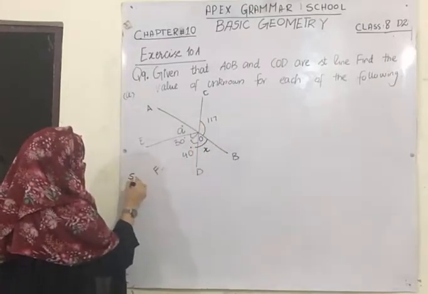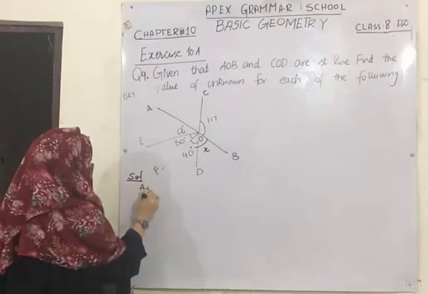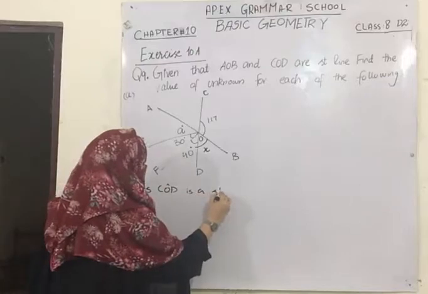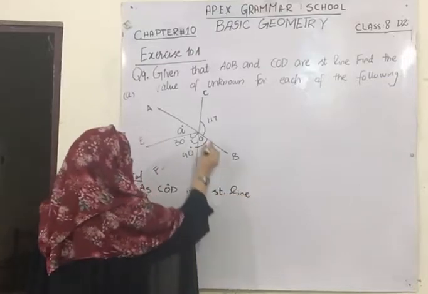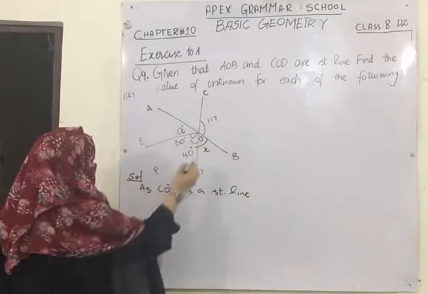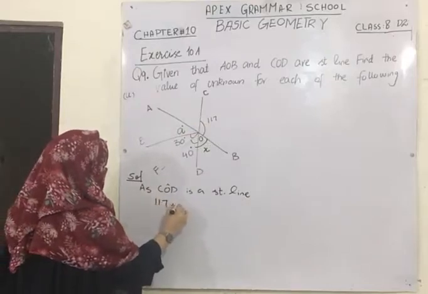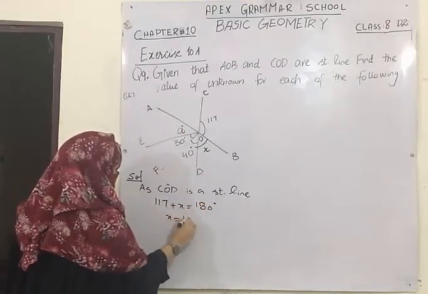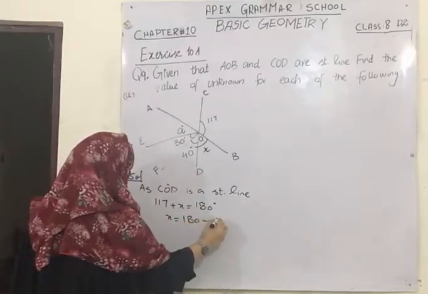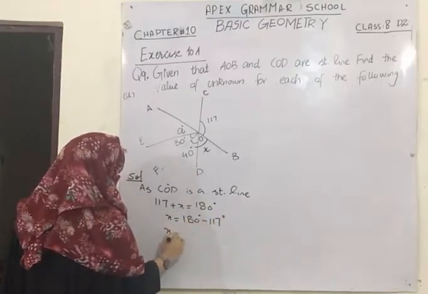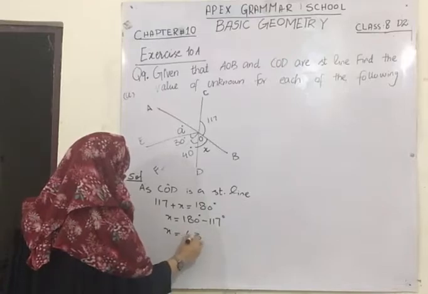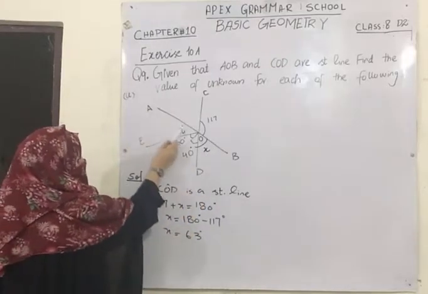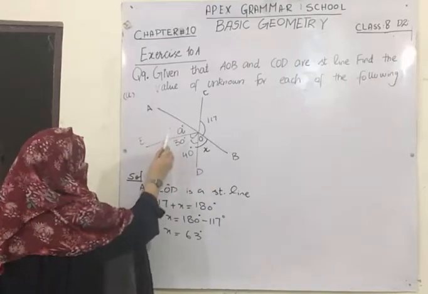So the solution starts from here. As COD is a straight line, the angles on COD will add up to make 180 degrees. 117 plus X equals 180 degrees. X equals 180 minus 117 degrees. So the value of X is 63 degrees. Now I am going to use this AOB to find the value of A.